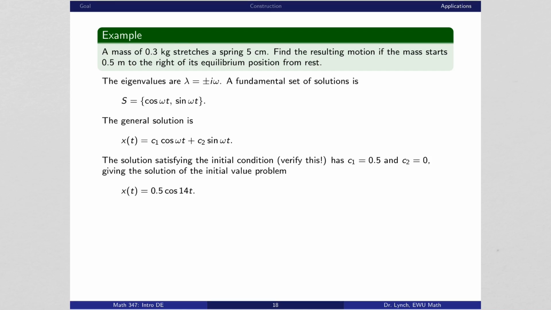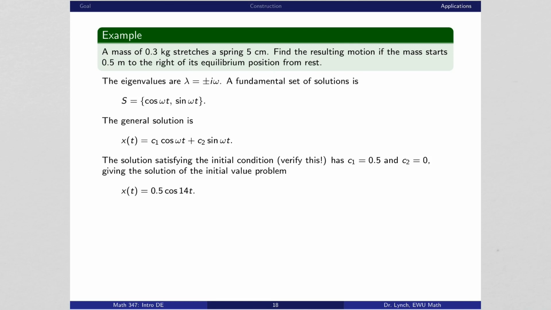Finally, here we go ahead and choose the family member satisfying those initial conditions, x of 0 equals 0.5 and x prime of 0 equals 0. It turns out, and I'll have you just verify this, so go ahead and hit pause right now and run through that on some scratch paper. We'll be right here when you come back. c1 is 0.5 and c2 is 0. If you have a look at omega, it turns out to be 14, and the solution of the initial value problem is 0.5 times cosine of 14t.